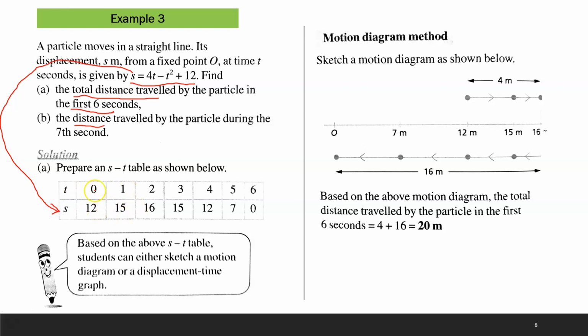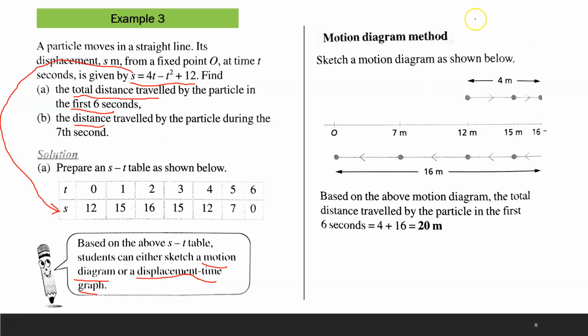So you ganti masuklah. Kalau T equal to 0, you get the answer S equal to 12. T equal to 1, you get the answer equal to 15. T equal to 2, you get the answer equal to 16. So on and so forth lah sampai yang ini. Okay. So based on the above ST table, student can either sketch a motion diagram or a displacement time graph. Displacement time graph ni lah. Ataupun motion diagram. Motion diagram ni yang macam ni, yang kita lukis macam ni. This is what we call as motion diagram.